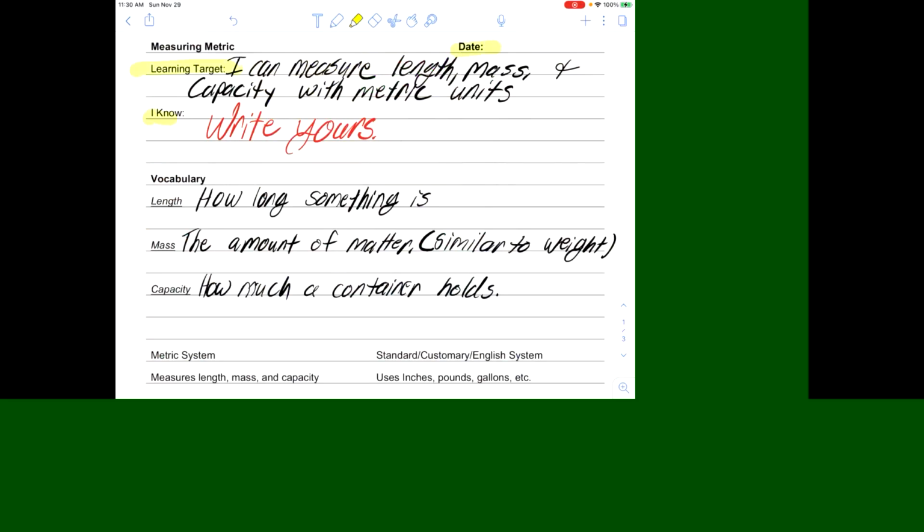Write down the date. And then we have 3 vocab words today. The first one is length, how long something is. Next is mass. Mass is the amount of matter. It's similar to weight. And capacity is how much a container holds. So at this point, please pause the video, get all this written down, and then restart the video when you are ready.